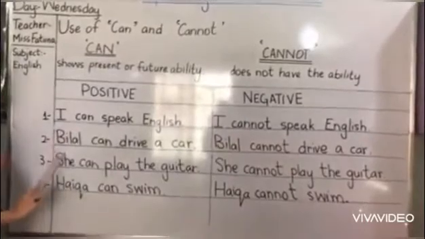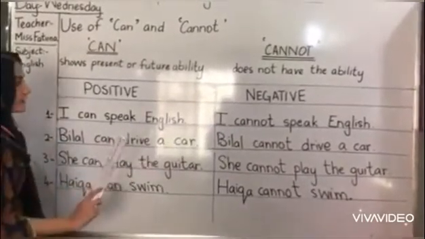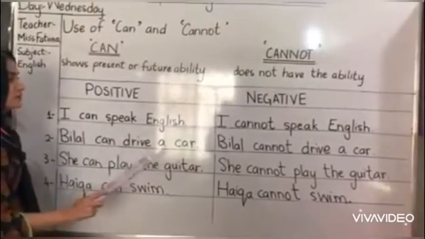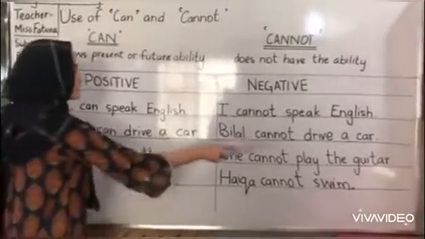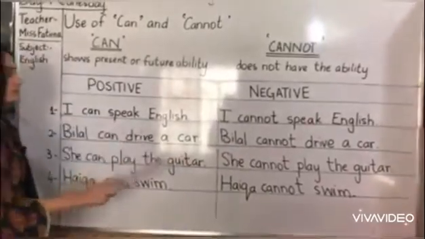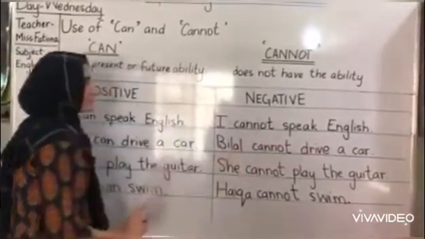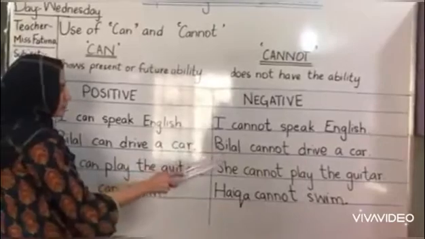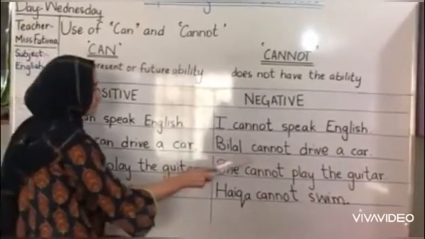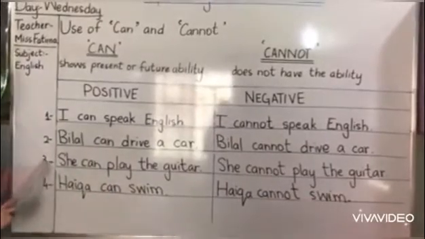Next sentence was, Bilal can drive a car. Now when we are going to convert it to negative, we'll be using cannot. So the sentence will be Bilal cannot drive a car. That means Bilal does not have the ability to drive a car, or Bilal is not able to drive a car.